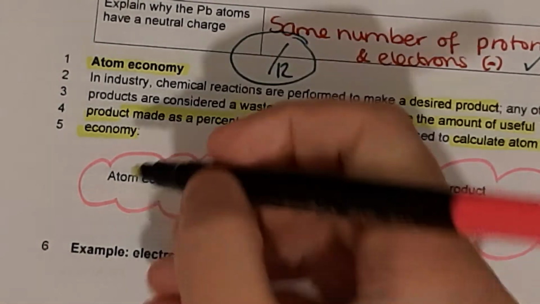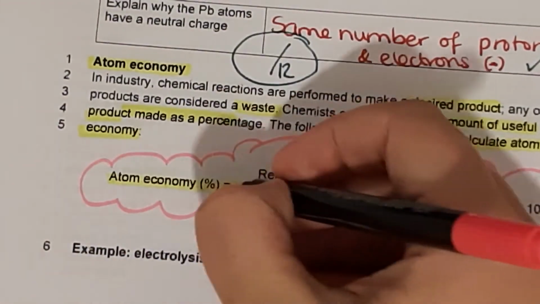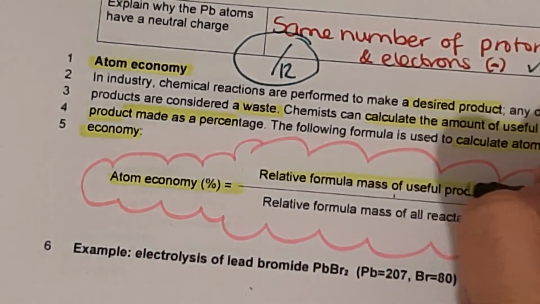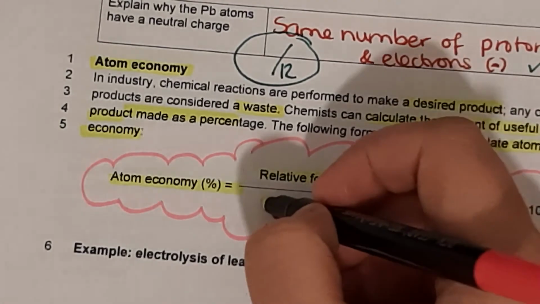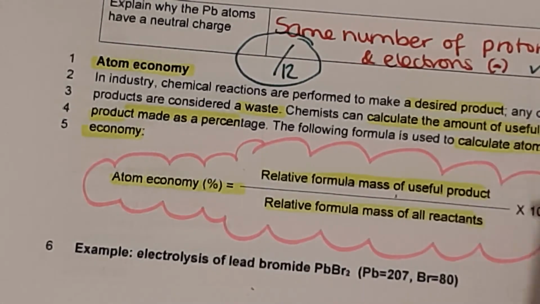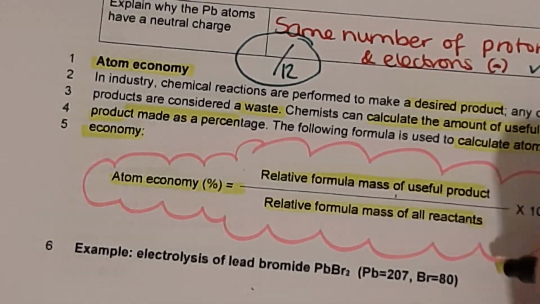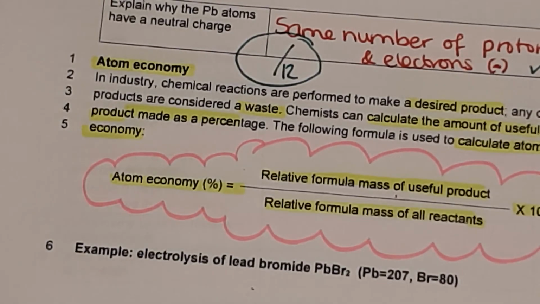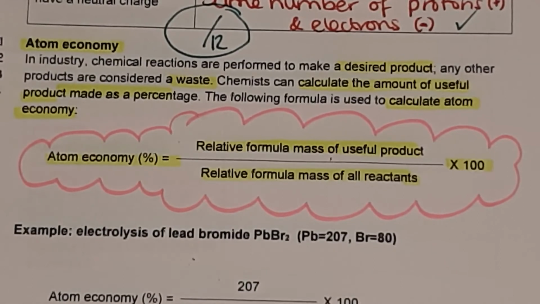So atom economy is equal to the relative formula mass of the useful product divided by the relative formula mass of all the reactants. That's a ratio there, and we're going to multiply that whole thing by 100 to turn it into a percentage. Make sure you've got that down. Then we're going to have a go at an example of this with lead bromide.